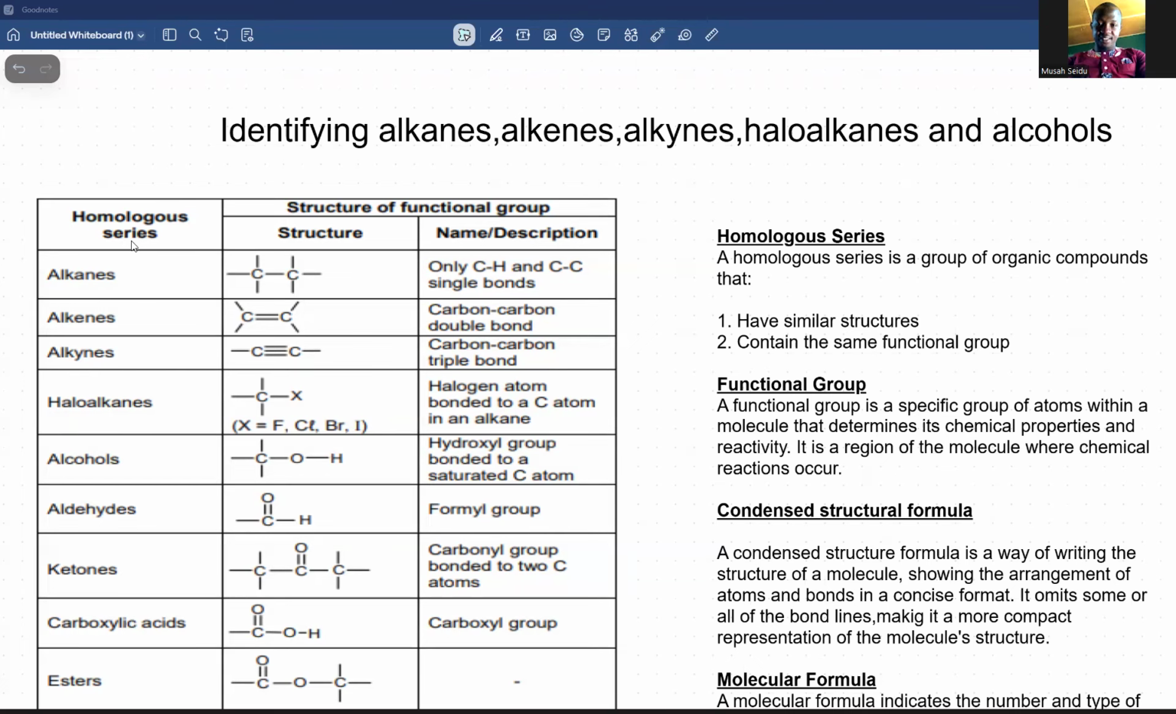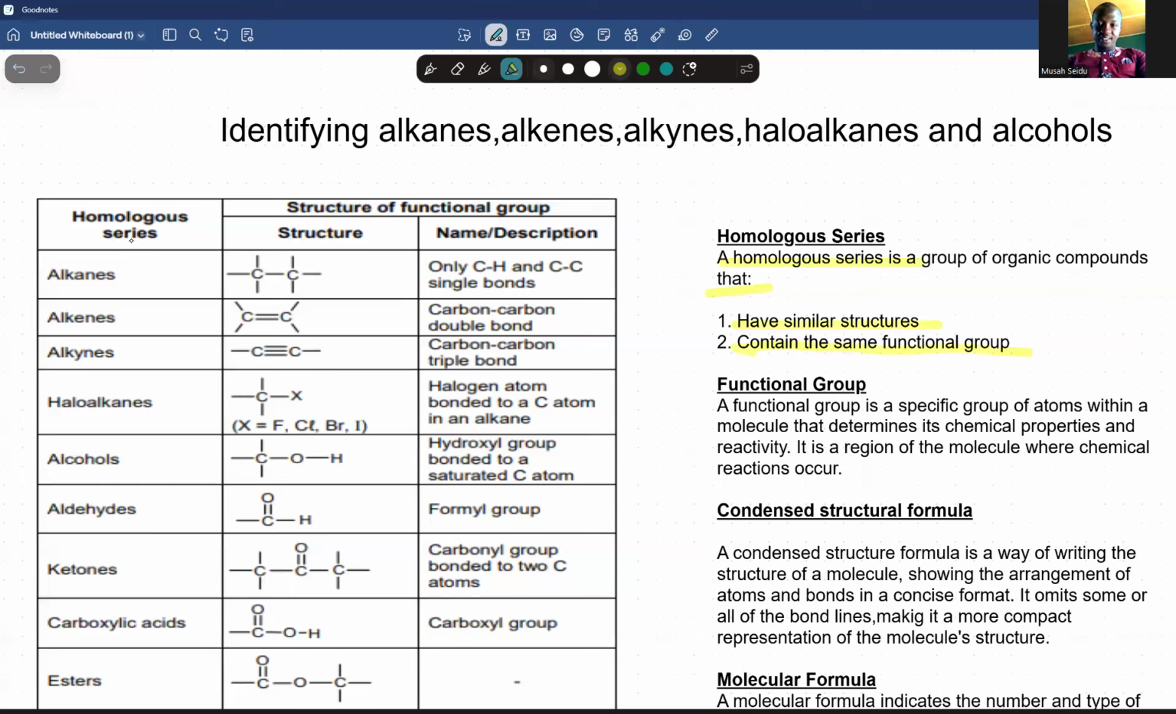First, let's look at what is a homologous series. A homologous series is a group of organic compounds that have similar structure and contain the same functional group.